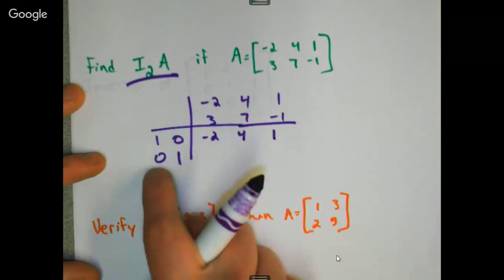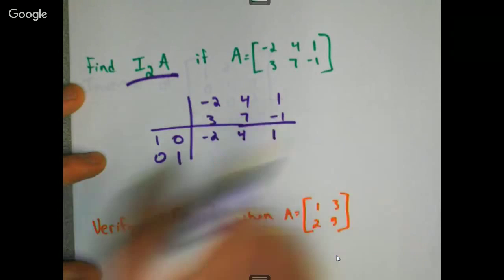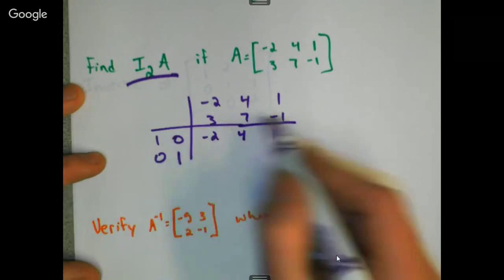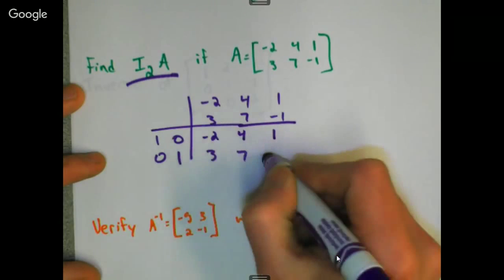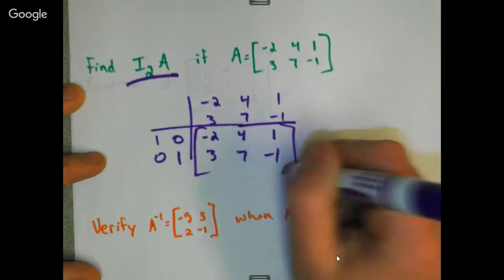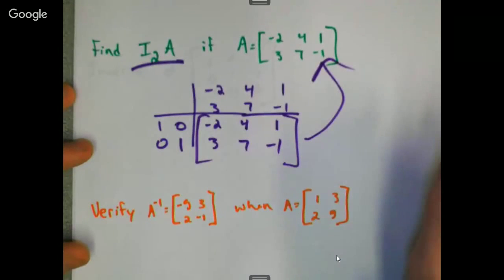So when we go down here, I'm going to take 0 times the top row, and that cancels it all out, and 1 times the bottom row. So the bottom row stays. And indeed, I got back the original.